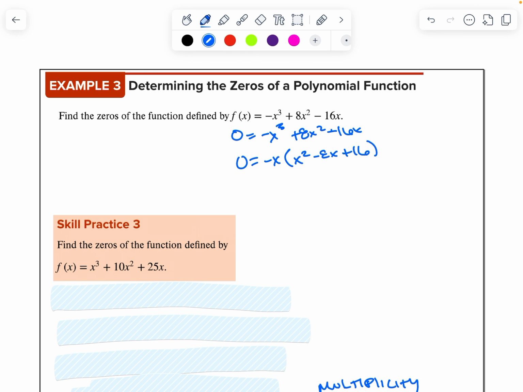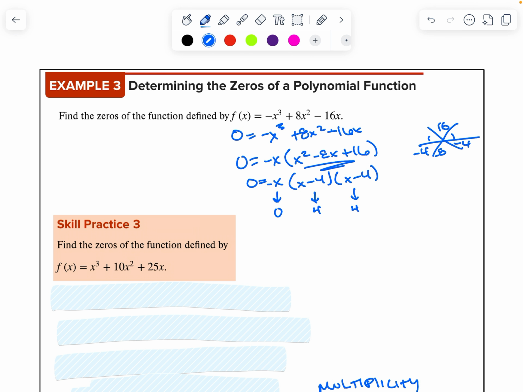And then what I'm going to do is, this is 3 terms, so I'm going to use star method. And that's a negative 8, so to make negative 8, we need negative 4 and negative 4. Multiply to 16 and add to negative 8. Again, if you need to, go back and review that factoring unit. And so my solutions here are 0, 4, 4.